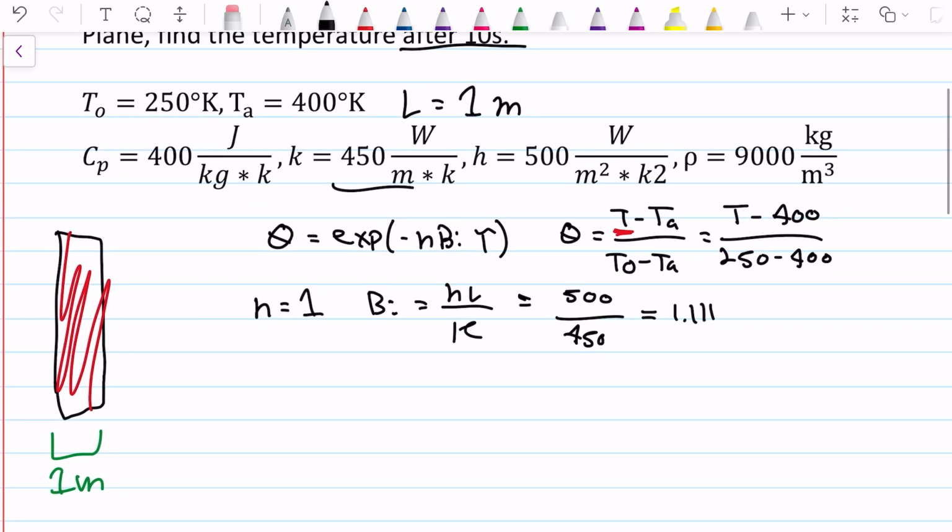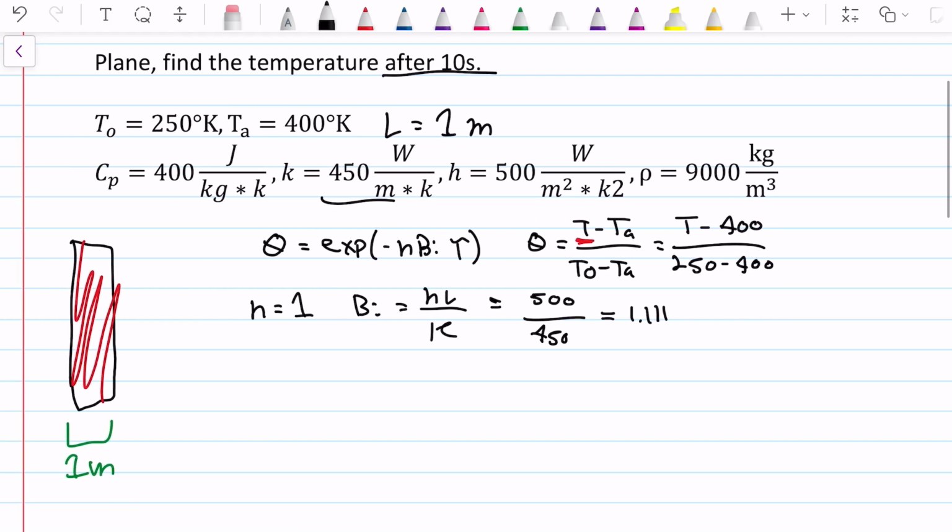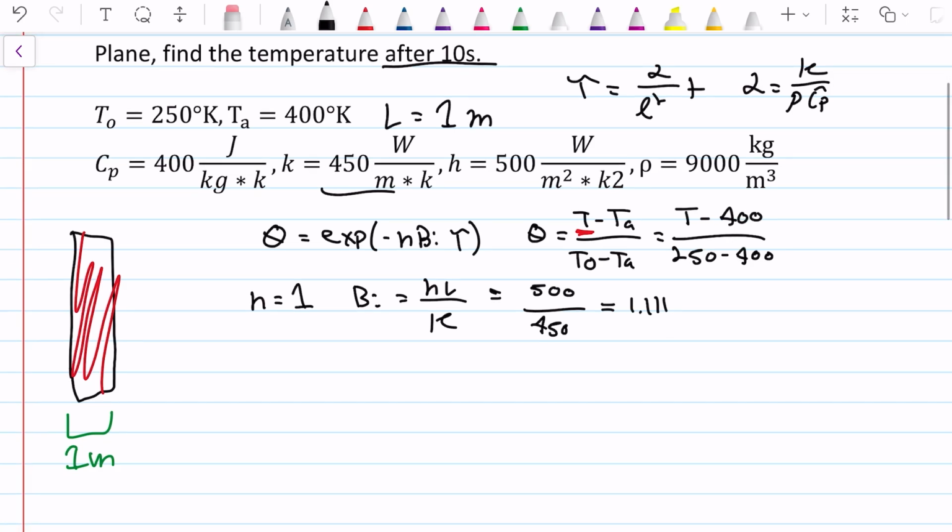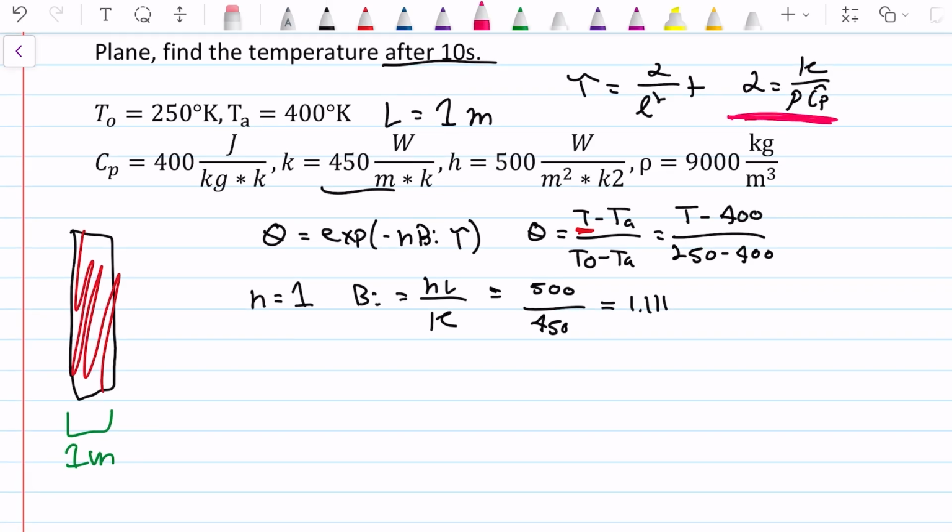Let's solve for our tau. Now, I should have given you one more definition at the beginning. So tau is alpha over your characteristic length squared times t. Alpha is equal to thermal conductivity over density times the heat capacity. So you're generally going to have to solve for this value as well. This alpha is completely a function of material properties like density, thermal conductivity, and specific heat. So you should be able to solve for it.